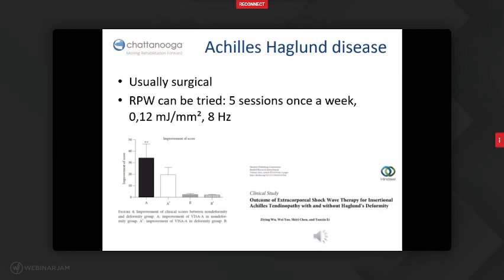Even in this case, usually surgical, shockwave therapy can be tried. It was published: 5 sessions, once a week. The improvement is less important than for corporal tendinopathy, but is present. So before surgery, it is possible to try shockwave therapy.